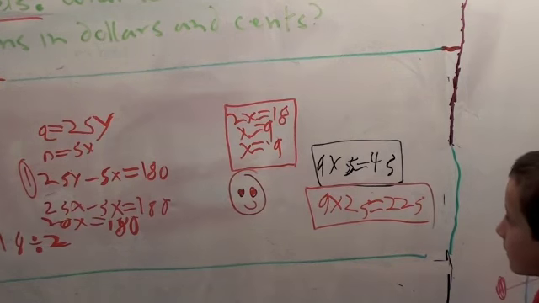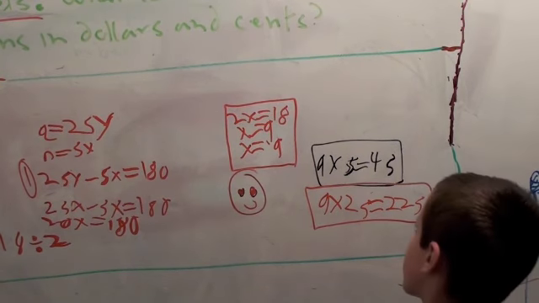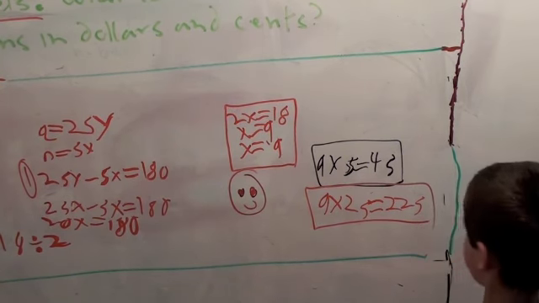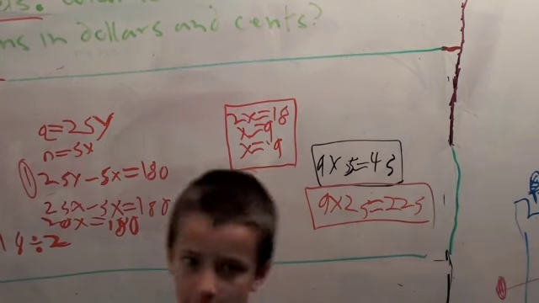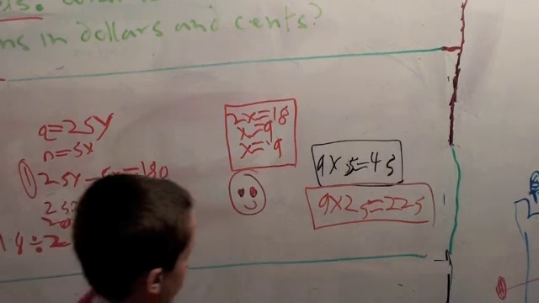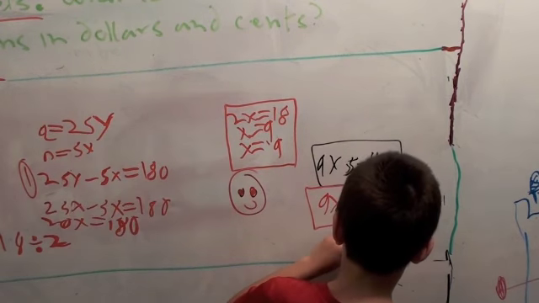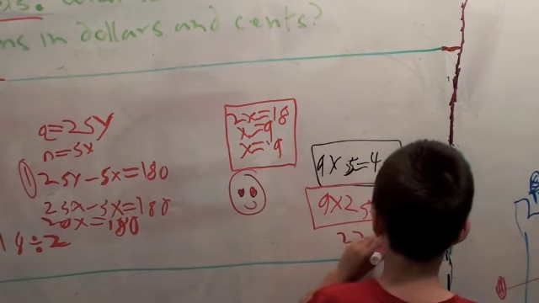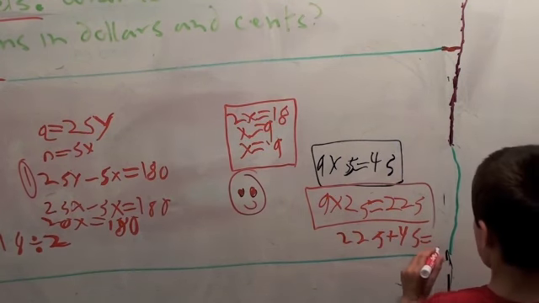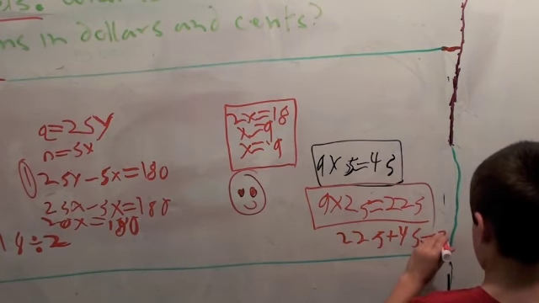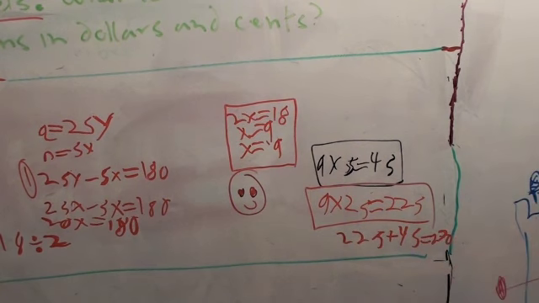So how much money does she have? She has 270. How did you figure that out? 225 plus 45 equals 270. Okay, 225 plus 45 equals 270.